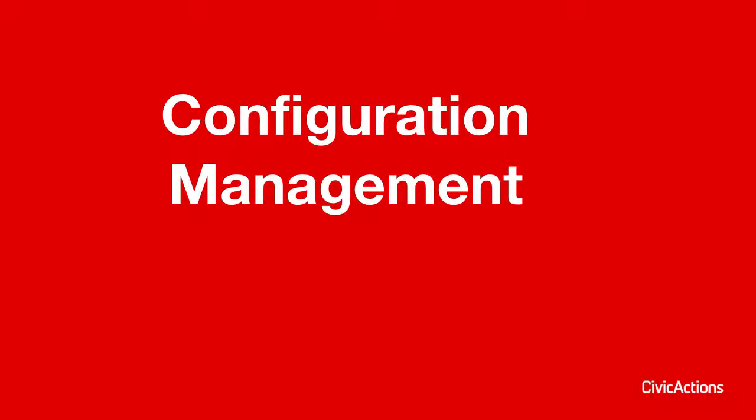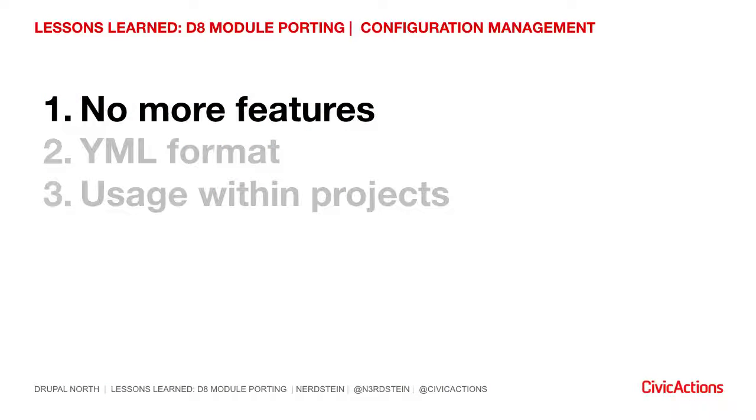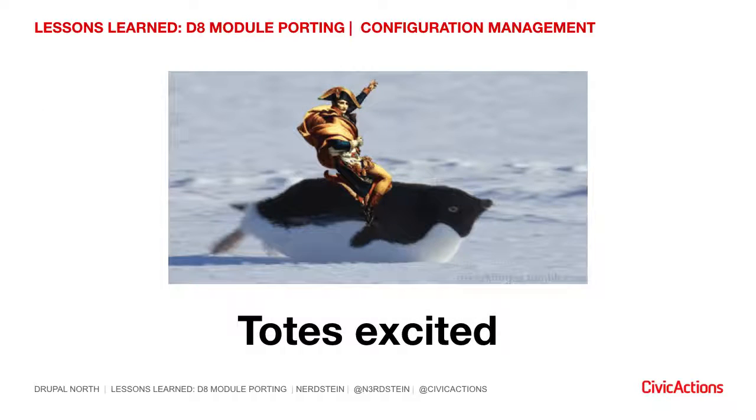Configuration management. So this was a major draw for Drupal 8, right? A big win is having an actual configuration system. So how do you make use of that inside of a module or when you're porting? The first thing to keep in mind, and this is kind of obvious, there are no more features. I mean, there is a features module for Drupal 8, but it's doing something drastically different than what it is doing in 7. And by the way, that kind of makes me happy.